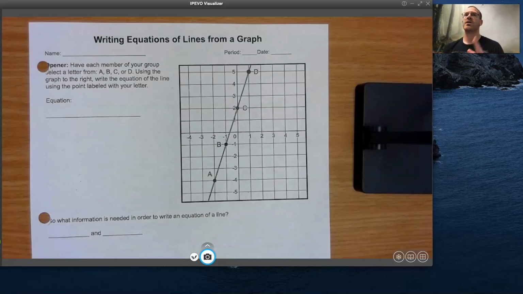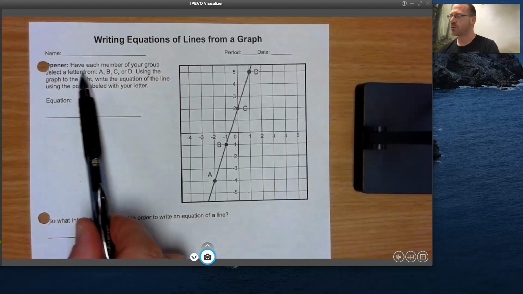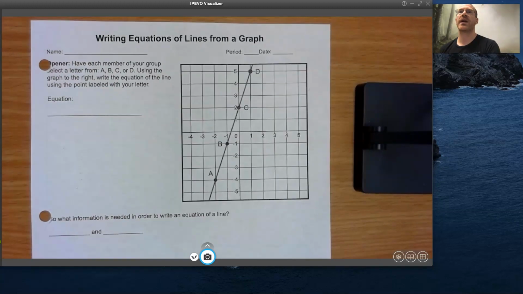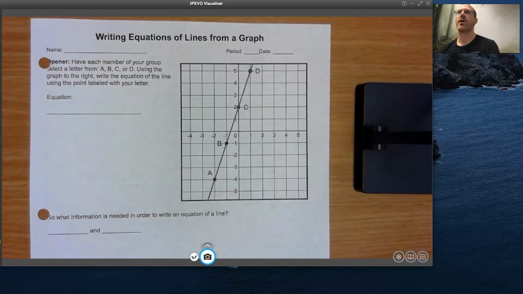To start that, here's what I want you to do. Obviously we're not in groups right now with the pandemic, and everybody's kind of in their own spot at the moment. So pick any of these 4 points, and then write the equation of the line that you think would be appropriate, and then we'll come back and talk about that. So pause the video, give that a quick chance and see what you have, and then we'll come back and discuss it.